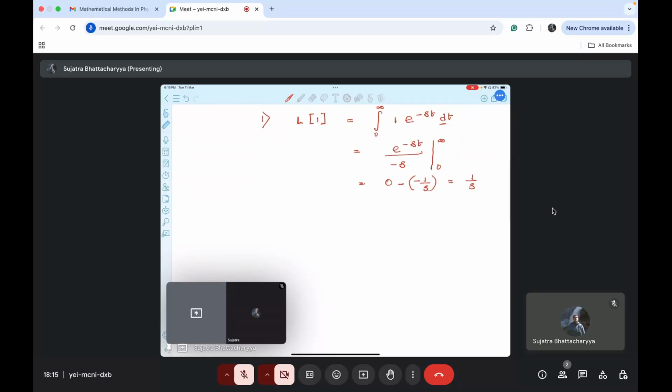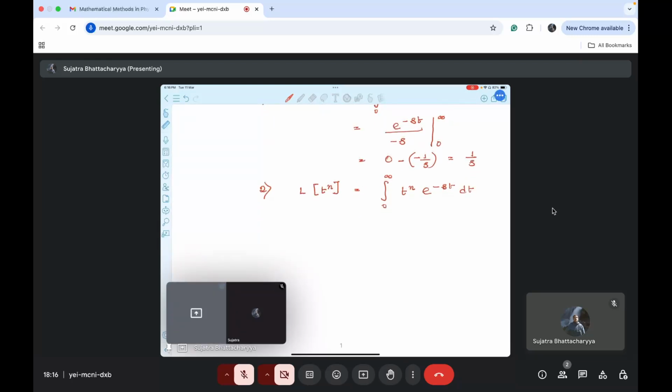Okay, so this is one of the functions which we have calculated. The next thing: let us say the Laplace transform of x to the power n, some kind of a polynomial function. There, what will you do? Follow the definition: from 0 to infinity, x to the power n, e to the power minus st dt. This is the definition, we know. Now, this particular integral can be solved in different ways, but the best way to solve this kind of integral is using the gamma function.